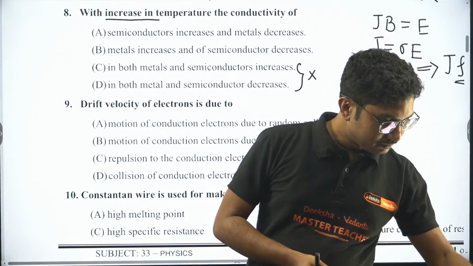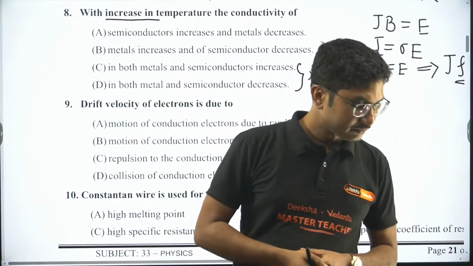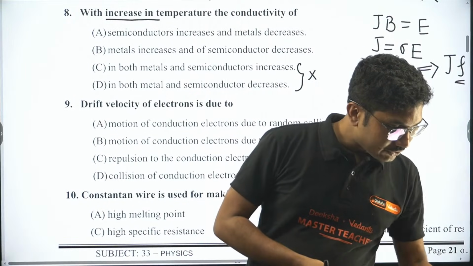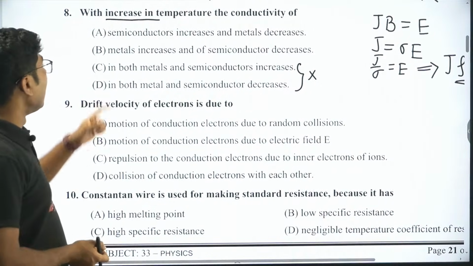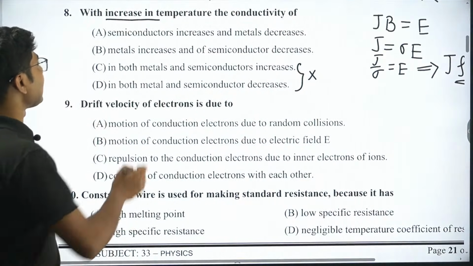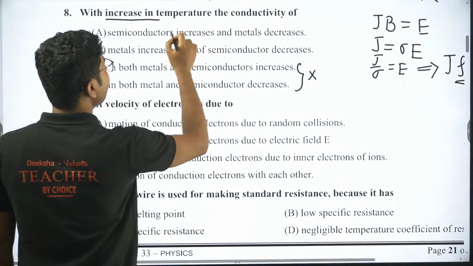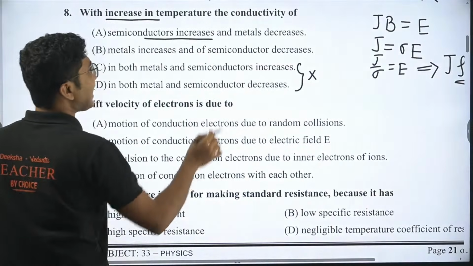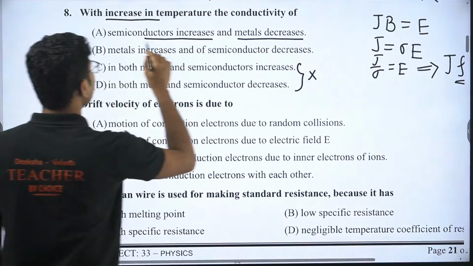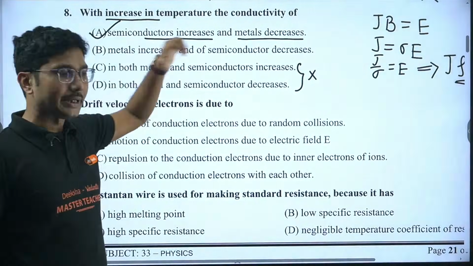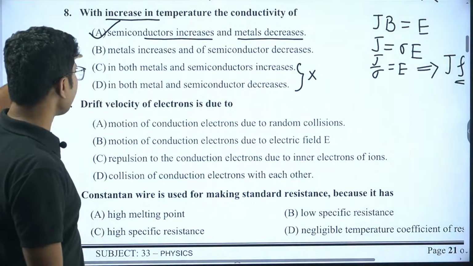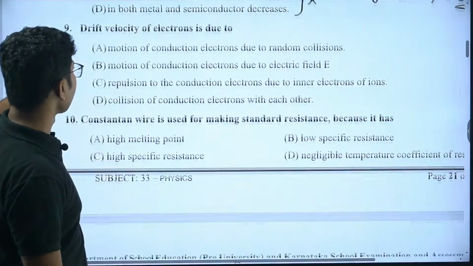Now, Sinchana, Komal, everyone is saying 8A. Let's see. With increase in temperature, conductivity of semiconductors increases and metals decreases. So definitely this is the correct answer. With increase in temperature, conductivity of metals decreases. Now let's move on to the next question.